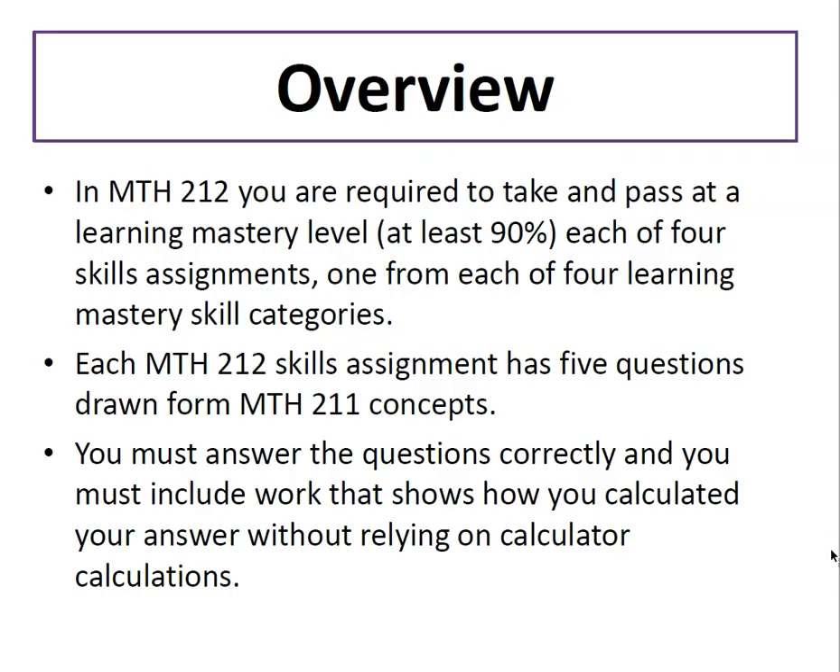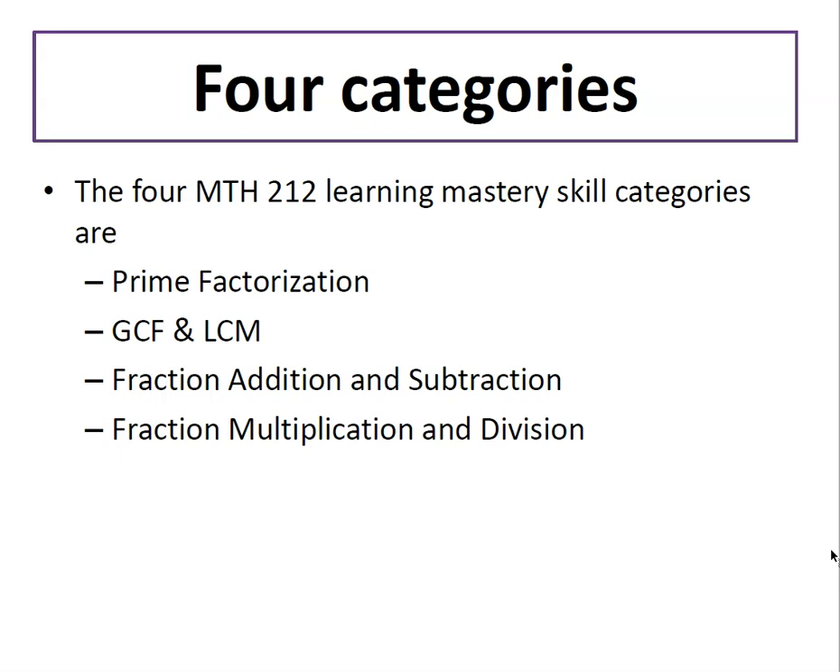In Math 212, you are required to take and pass at a learning mastery level, so at least 90%, each of 4 skills assignments, one from each of the 4 learning mastery skills categories. Each assignment has 5 questions and they're drawn from Math 211 concepts. You must answer the questions correctly, and you must include work that shows how you calculated your answer without relying on calculator calculations. The 4 categories are prime factorization, GCF and LCM, fraction addition and subtraction, and fraction multiplication and division.